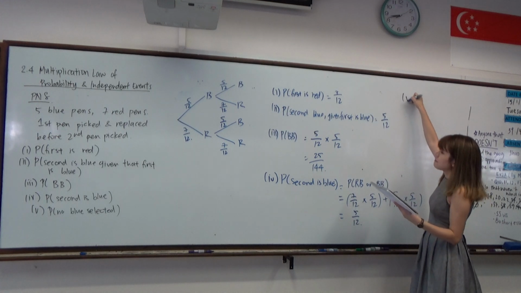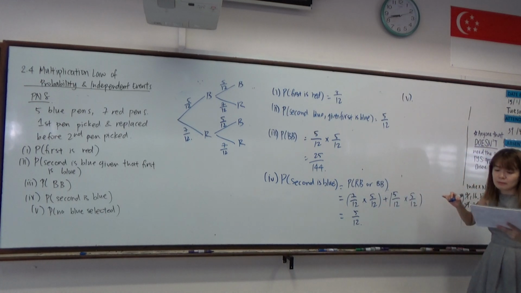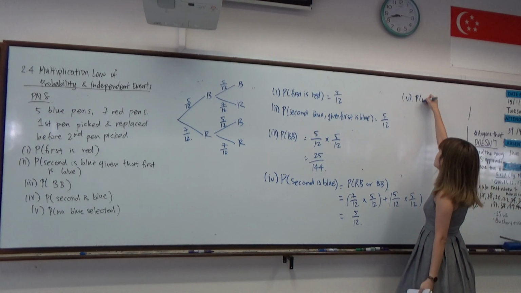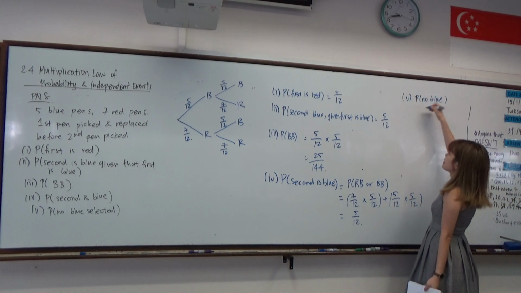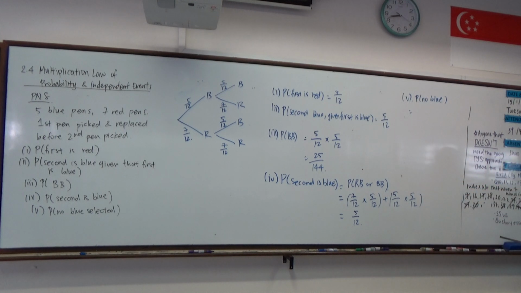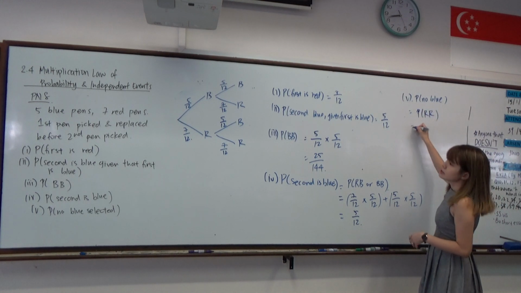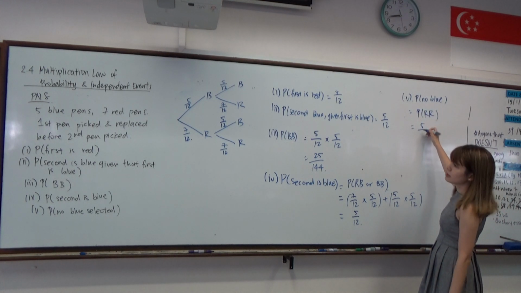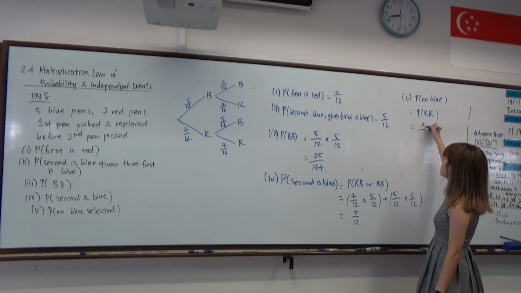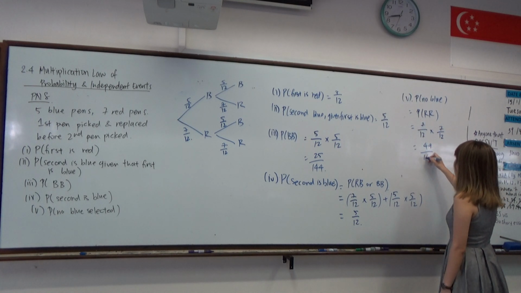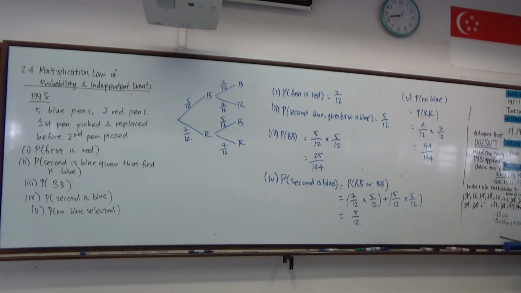Then after that, part 5, we want to find the probability that no blue was selected. So what would be an easier way to do this calculation? To consider red, so you can consider the probability of red. So that will be 7/12 times 7/12. So that will be 49/144, right?